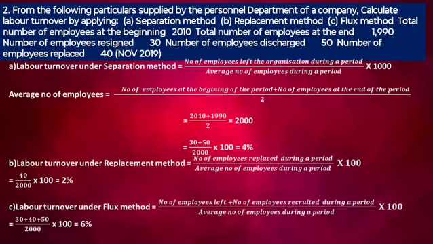Now we move on to replacement method. I have told you already to mark the word replaced. So 40 divided by 2000 into 100 goes as 2%. So the answer for the replacement method is 2%. Third one, the labor turnover under flux method. It is 6%. How do we get that 6%? 30 plus 40 plus 50 divided by the average number of employees, as we have found out, it is 2000, into 100. So you get 6%. So labor turnover under flux method is 6%.